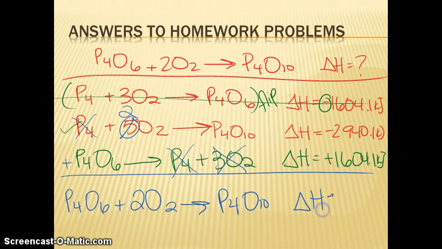And then our delta H now is going to be negative 1,300.0 kilojoules. Okay, so that's the answer to 63. Next, you had to do 65.